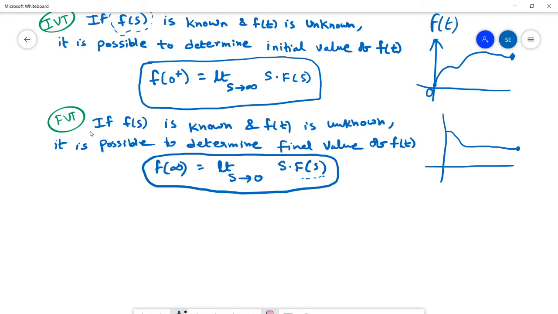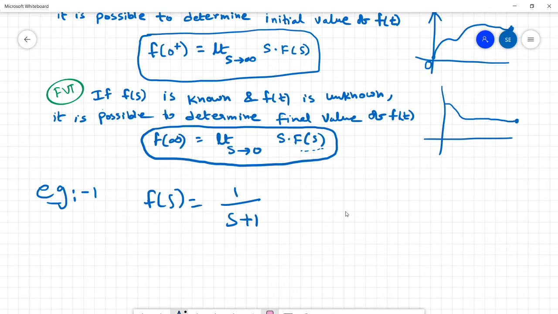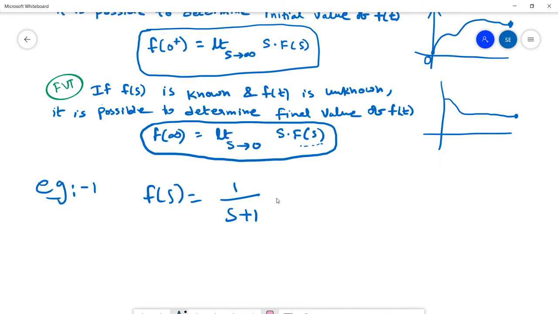Here we'll do some numericals, then it will be easy for you to understand. Example 1: consider a simple system, F of s is equal to 1 by s plus 1. According to the initial value theorem, F of 0 plus is equal to the limit s tends to infinity. When it is the initial value, you have to consider s tends to infinity.